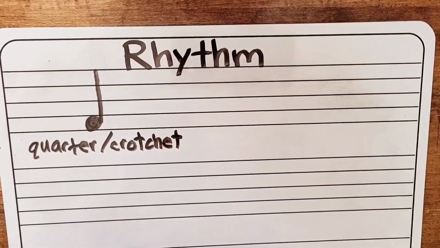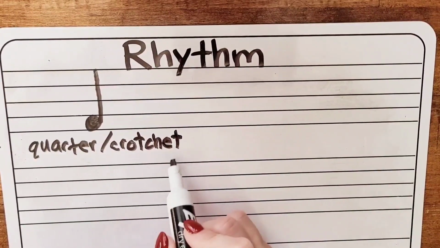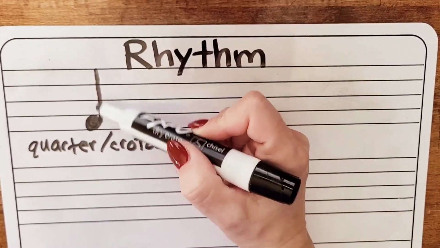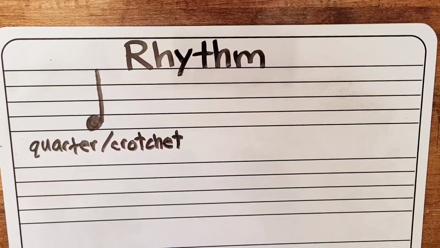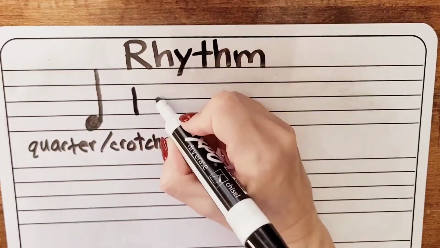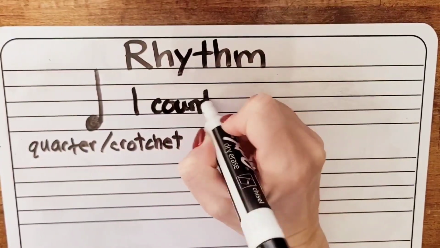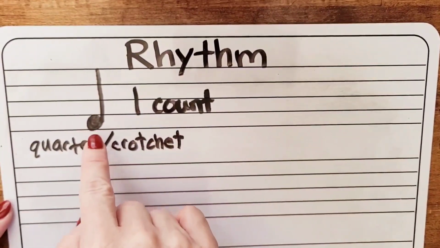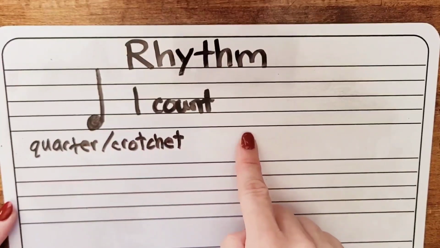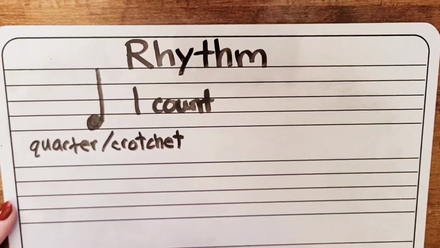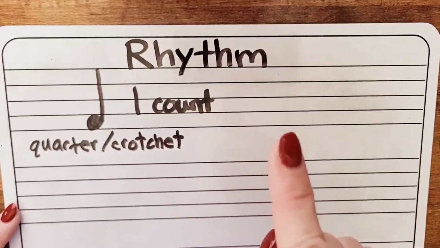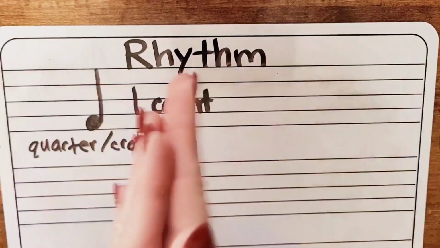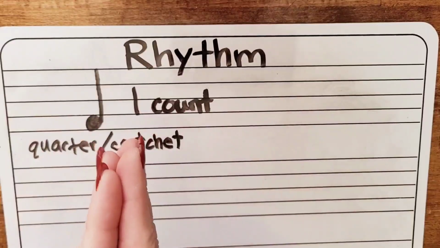This is called the quarter note, or in Great Britain, the crotchet, and it is colored in all the way with a stem. And this gets 1 count. So each beat is going to represent one of these, or one of these is going to represent each beat. So you would count 1, and you get off your note. 1, 1, 1, 1.